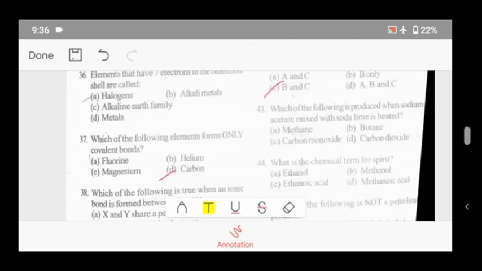Which of the following is produced when sodium acid mixed with sodium alum is heated? Which of the answers is correct? So the answer is A. Okay.